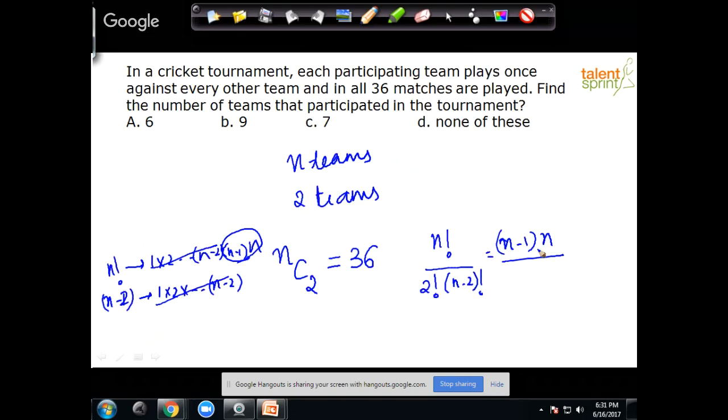So this is equal to n minus 1 into n divided by 2 factorial, that is equal to n minus 1 into n divided by 2, which is equal to 36, or I can say n into n minus 1 is equal to 72. So when you are multiplying 2 consecutive numbers, the answer you get is 72. So what should be the numbers? The numbers are nothing but 9 into 8, correct? 9 eights are 72. So what is the value of n? n is equal to 9. Correct? So the answer for this question is option B. I hope it's clear.